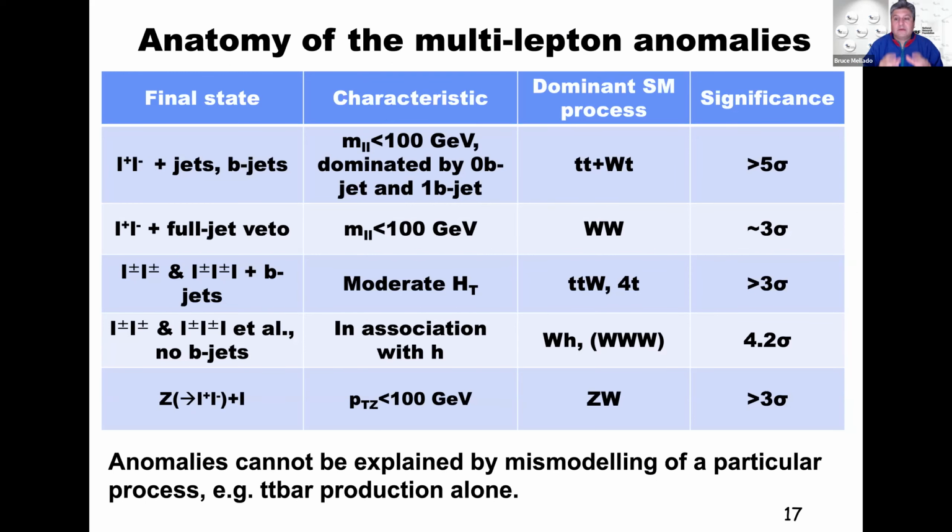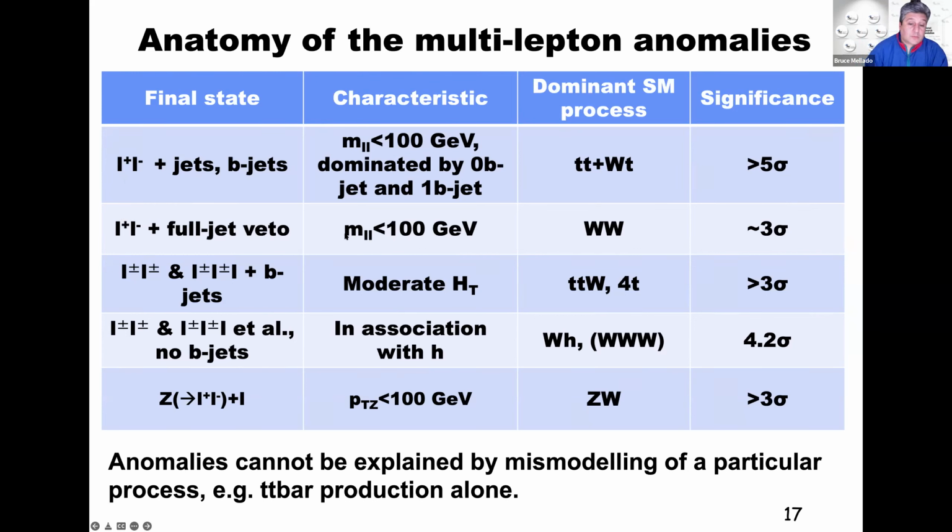So let me summarize, because I only have a fraction of an hour to go through all these anomalies. What I do typically in seminars is to put this table with the type of anomalies that we're talking about that can be described with these simplified models, and the significance that we have. So we have a class of anomalies that show up as opposite sign leptons, mu with jets and b jets. The invariant mass is less than 100, and the dominant standard model process is TT bar. There we have way more than 5 sigma.